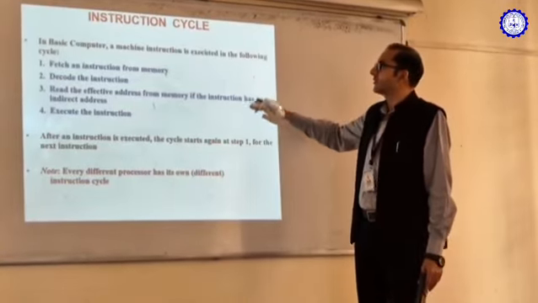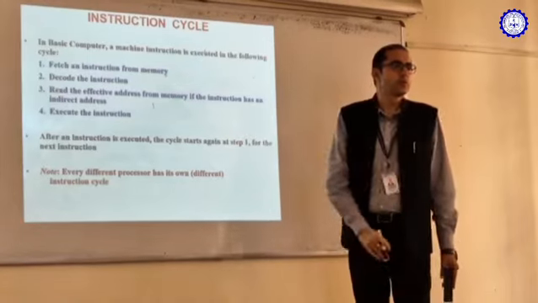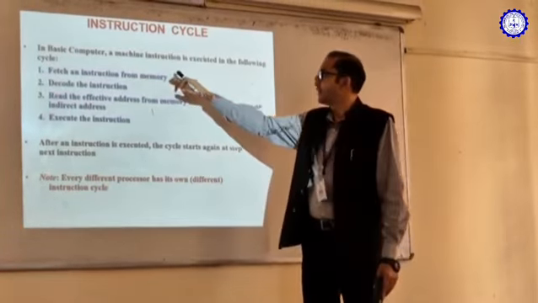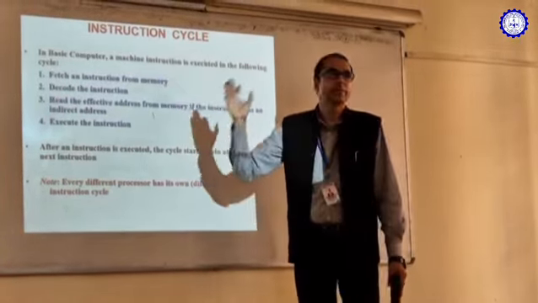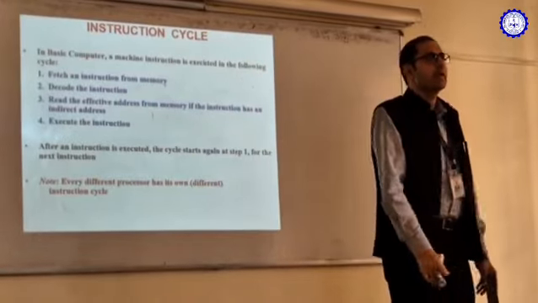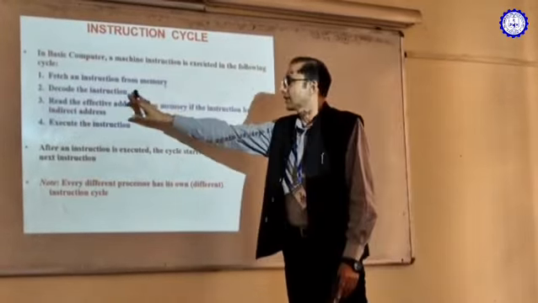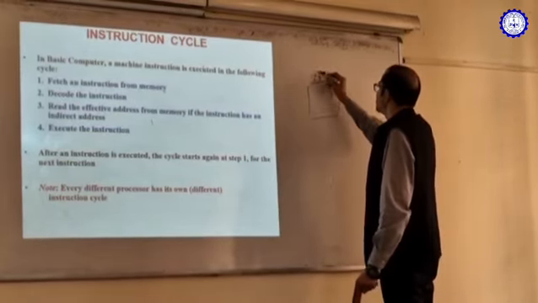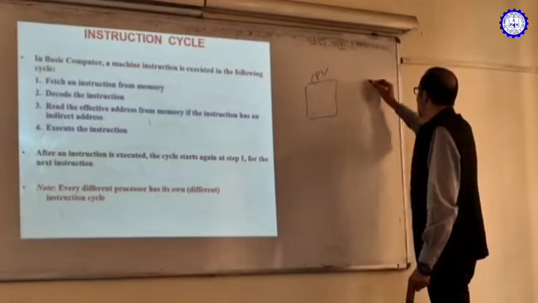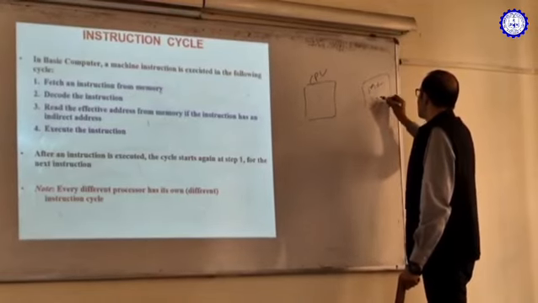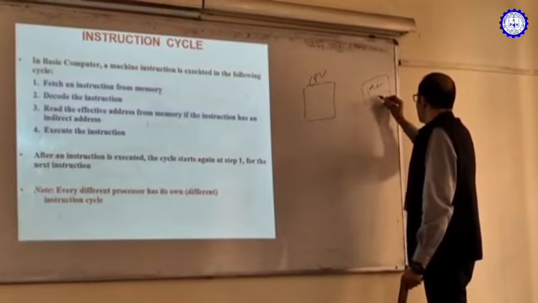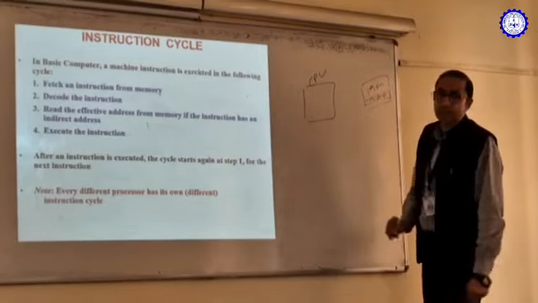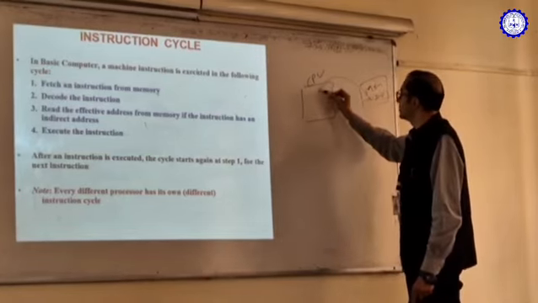So to execute an instruction, the instruction has to go through 4 phases. Fetch an instruction from the memory. Then the second part is decode the instruction. This is your CPU where all the instructions are executed, and this is your memory. So your instruction is somewhere over here. First step is you need to get this from here to here.